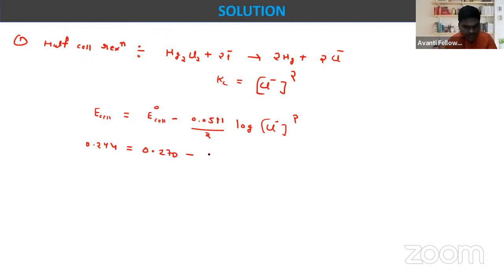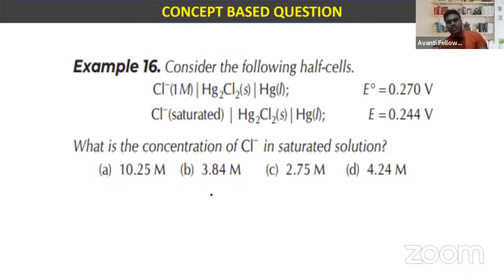This will come out to be 0.0591 times log of the concentration of chlorine negative ion. On solving, we get the concentration of chlorine ion as 2.754 molar. So this is the correct option, that is C.